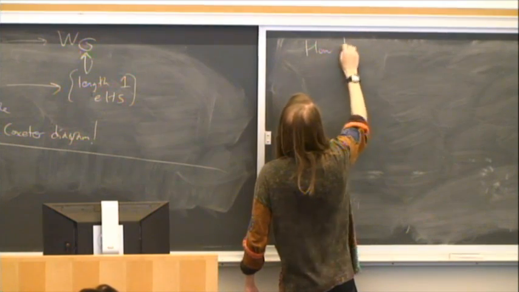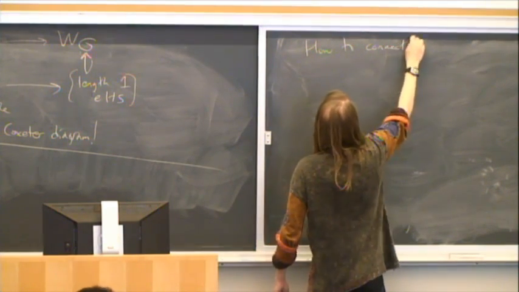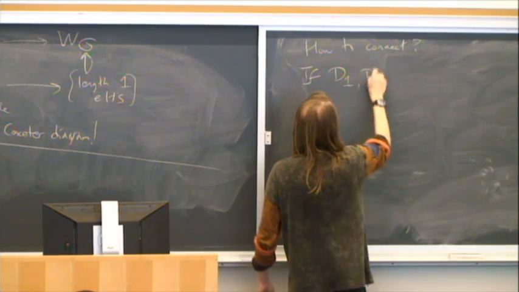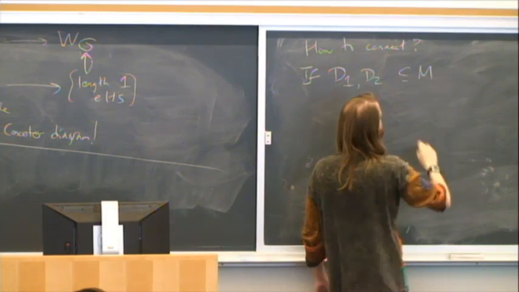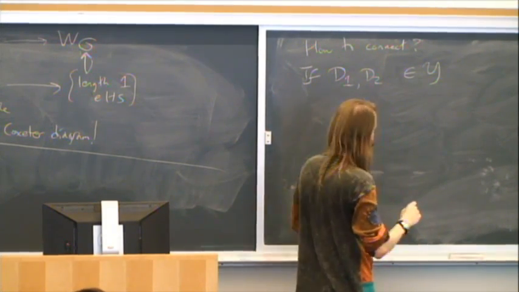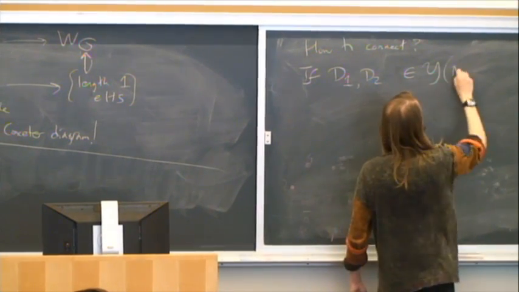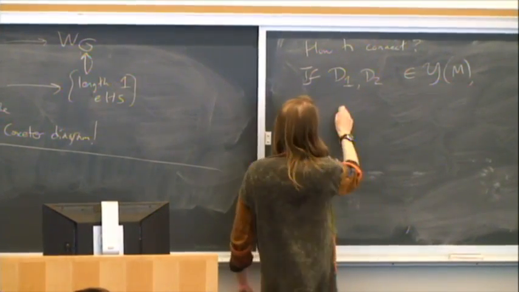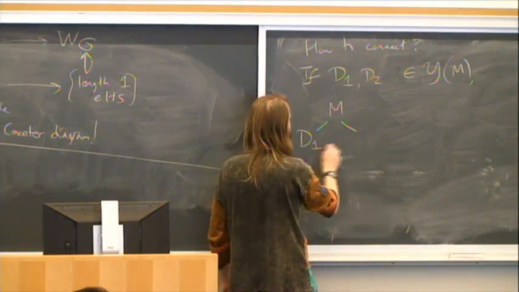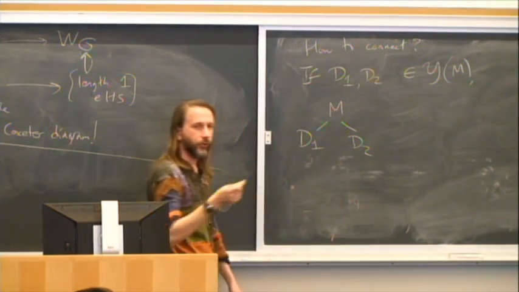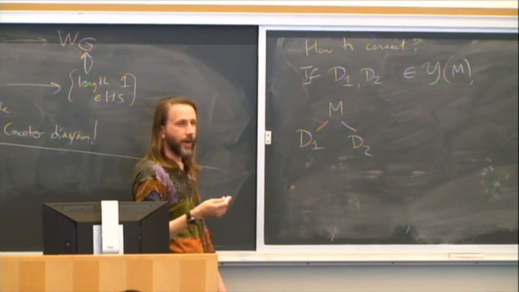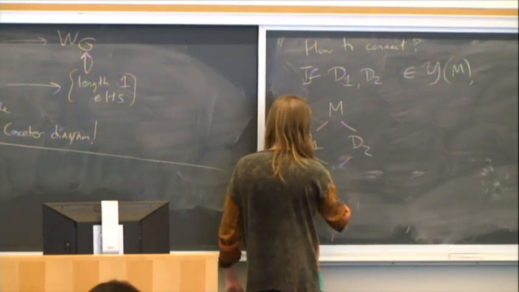So, how to connect? If D1 and D2 are divisors, more specifically they are in my stratification of M, then I can think about the stratification they generate. So I've got M and D1 and D2, and now I intersect those. And what might happen is that I intersect and I get something irreducible.